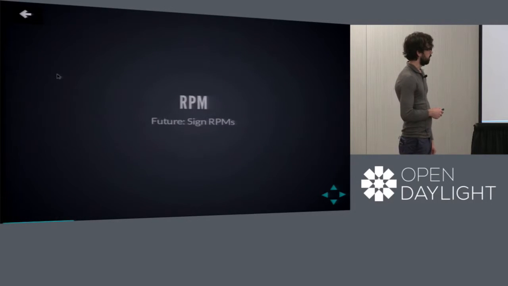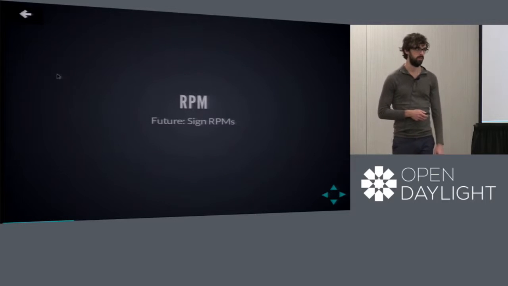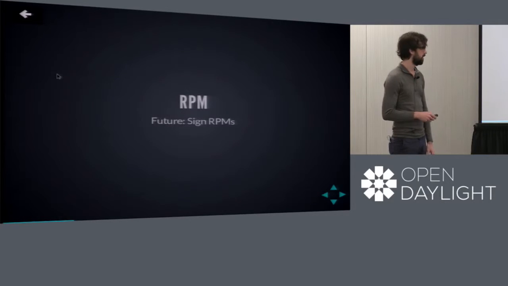So that's the end of the RPM example. A few quick to-dos. RPM-wise, we have started signing ODL's artifacts, or tarball release artifacts. We also need to start signing our RPMs. We've got a decent web address going on here, so I think it's time.